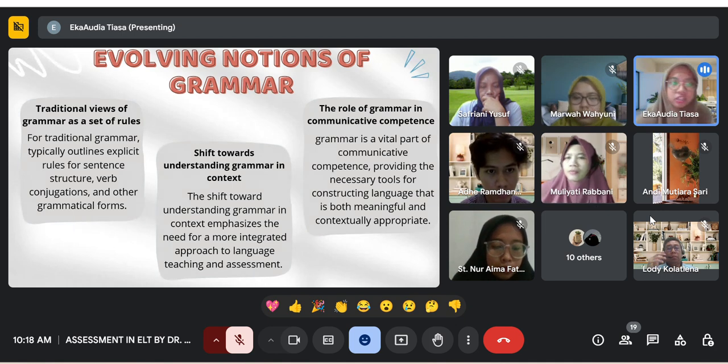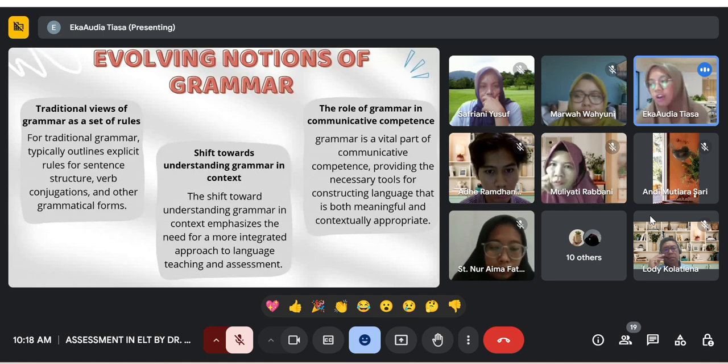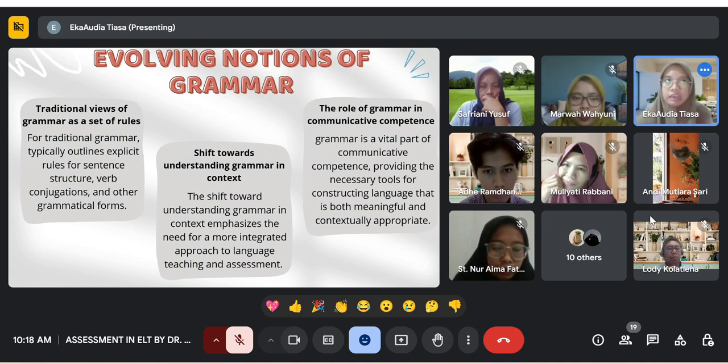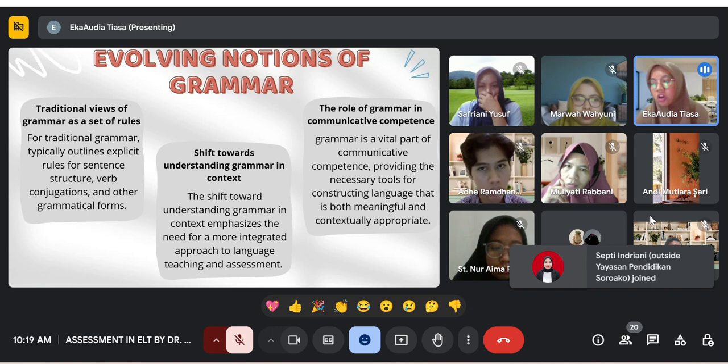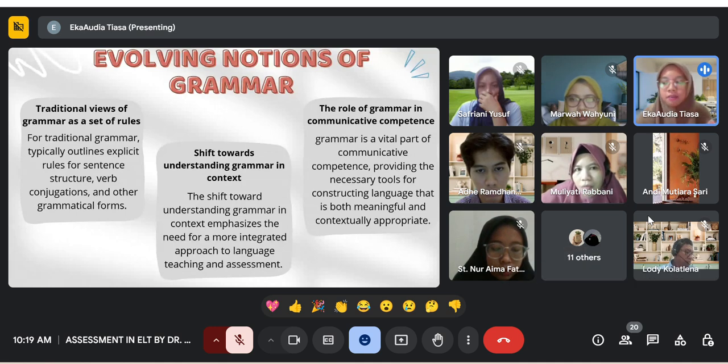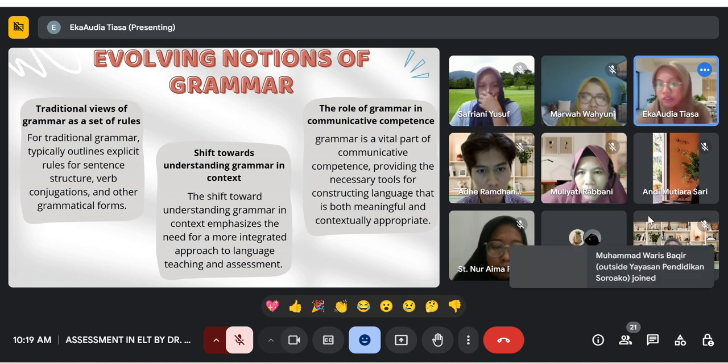Additionally, traditional grammar has often been associated with teaching methods that prioritize the memorization and recitation of the rules, which frequently results in a focus on grammatical accuracy rather than communicative competence. The next is about the shift towards understanding grammar in context.